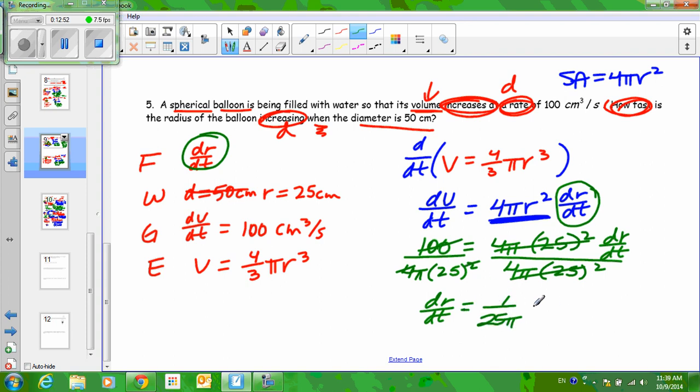If you're not good with number sense, though, just use your calculator. Remember, if you get a decimal, you got to round to 3 decimal places. No less than that. You can go further out, but not any less. R, radius, that's centimeters per second. Make sure you got your units right.